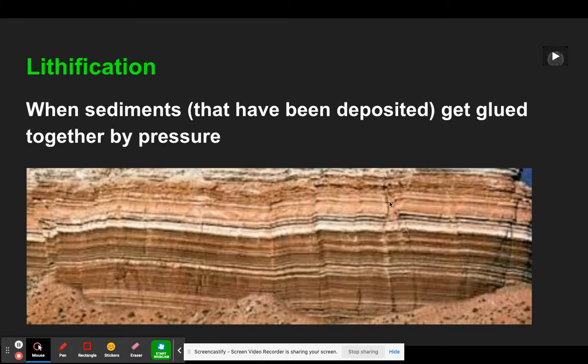And now things are getting a little squishy, right? And you start to get glued together with all the other sediments around you. And before you know it, you're part of a brand new rock. And now you're a sedimentary rock. You might have started out as metamorphic, you might have started out as igneous, but now that you've been glued with all those other sediments, now you're a sedimentary rock. And that process of the gluing, the sticking together by pressure, that is lithification.